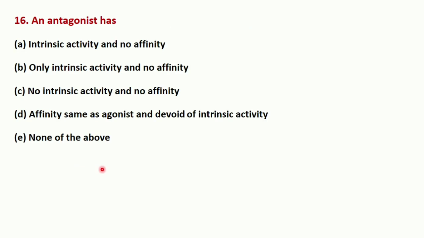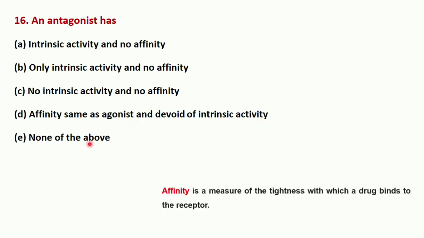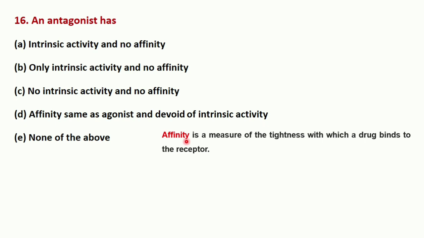And next question: an antagonist has which property? The options are intrinsic activity and no affinity, no intrinsic activity and no affinity, affinity same as agonist but devoid of intrinsic activity, or none of the above. So what is meant by affinity here? Affinity is a measure of the tightness with which a drug binds to the receptor. How tightly the drug binds with the receptor is considered its affinity.